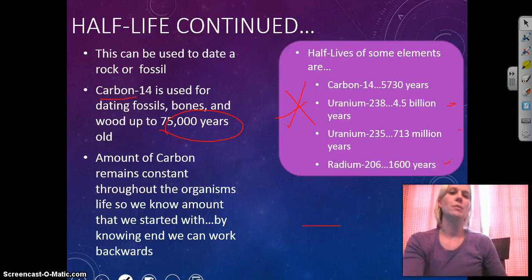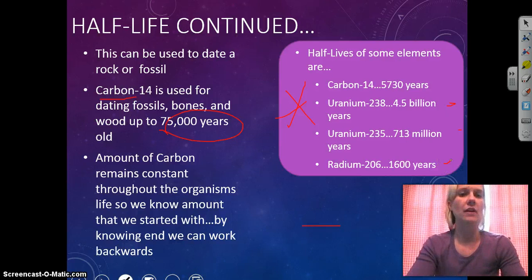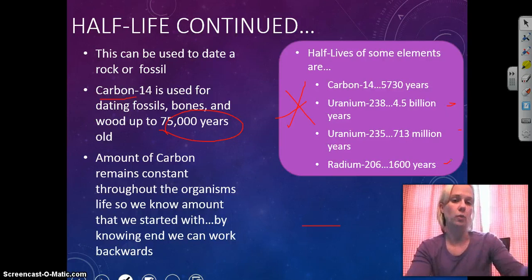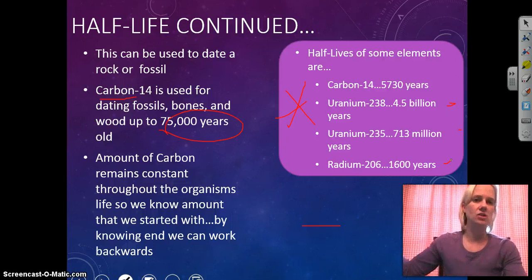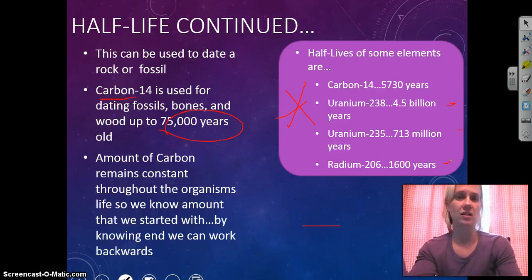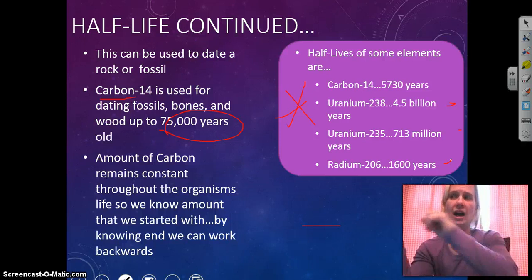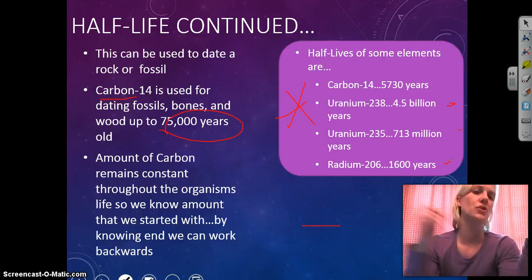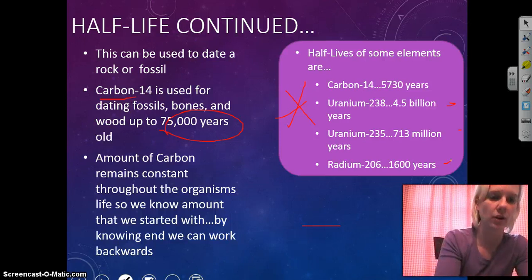So the amount of carbon remains constant throughout the organism's life. So we know the amount we start with. By knowing the end, we can work our way back. So if I know how much you started with, and I find X amount, however many years later, I can work my way back because I know where you started. I know how much carbon you began with.